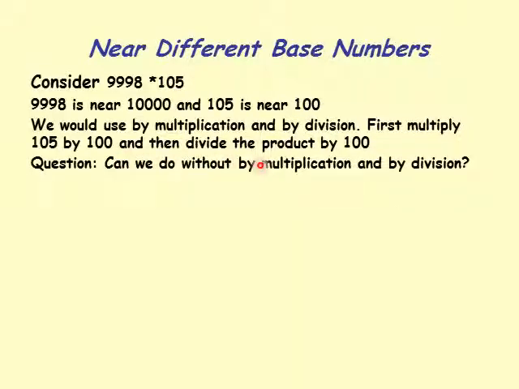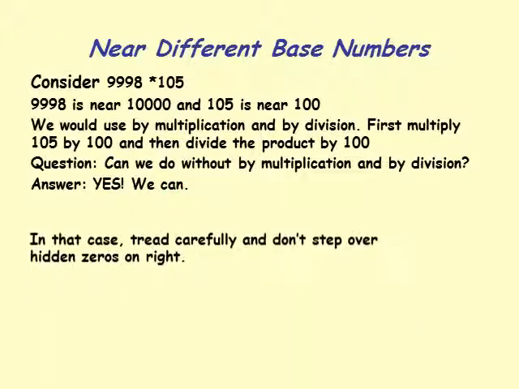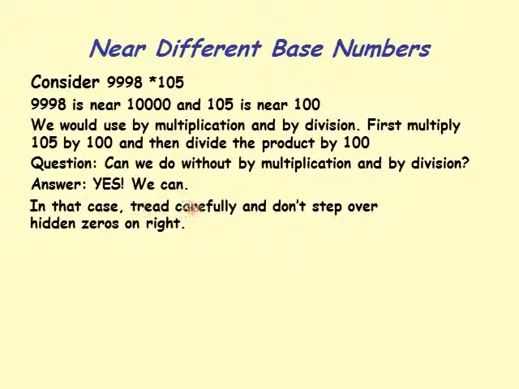Question, can we do it without multiplication and division? Yes we can. Let's see what we can do. In that case, tread carefully and don't step over the hidden zeros on the right. Let's see what I mean by that. In computing deviations, align the deviation to the left. So when there's a smaller base like here, the deviation is plus 0.5 from 100. You align that to the left.